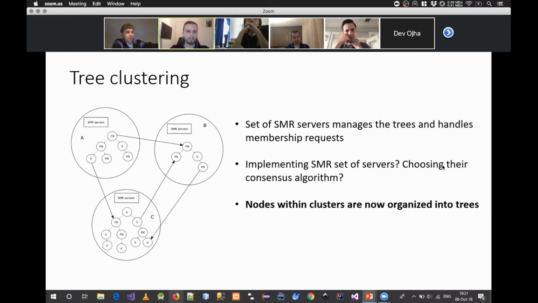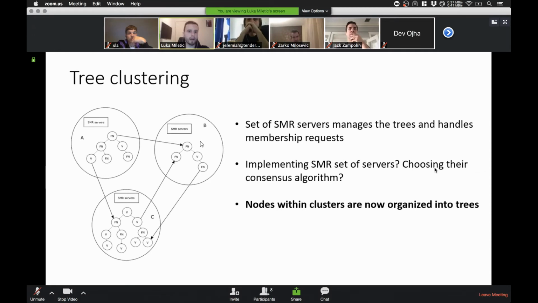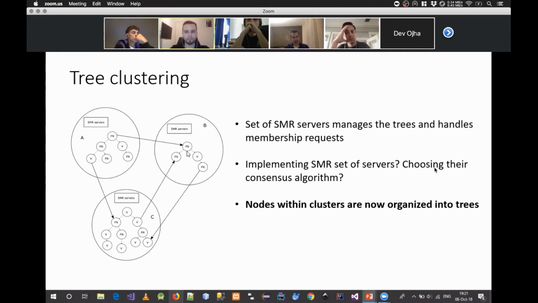So basically, that set of servers has a consensus algorithm, and whenever there is a new member that should be added to the cluster, which implicitly means that there is a new node that should be added to the tree, the set of state machine replication servers should reach a consensus and decide where in that tree the new node should be added. Furthermore, this set of servers should somehow manage the tree and keep it as efficient as possible, for example, balanced or even complete.